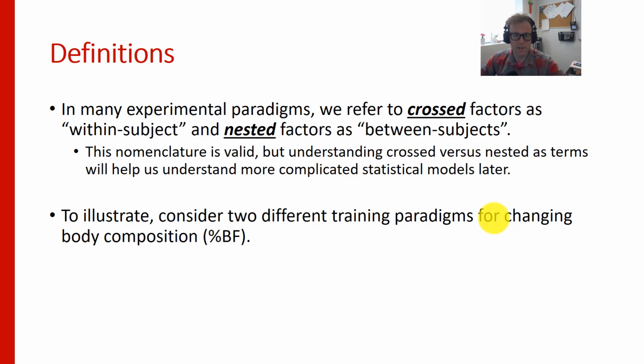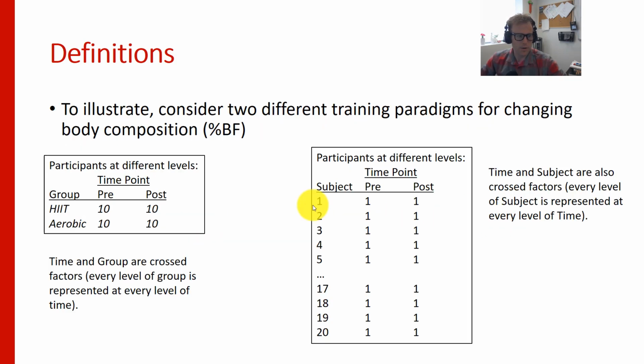In this case, we're focusing on body fat percentage. So if we randomly assign participants to a high-intensity interval training program or an aerobic fitness program, and we measure them at a pre-test and a post-test. So I have 10 participants in HIIT training, 10 participants in aerobic training. They all come back, let's say 6 weeks later, for their post-test assessment.